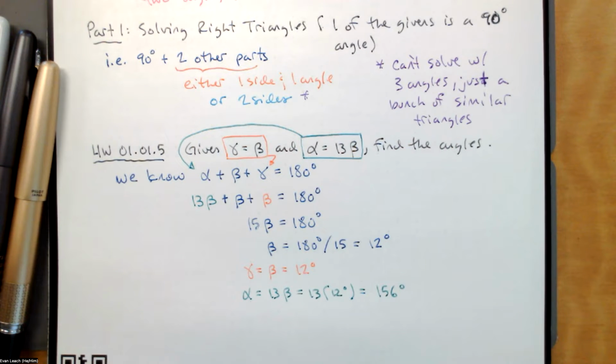Any questions? Quick detour to do a homework problem. Your numbers might be different. Instead of a 13, it might be a different value. I think on all the variations of this problem, it gives you an isosceles triangle. It says two of these angles are the same, and then this third one is a multiple of one of those.